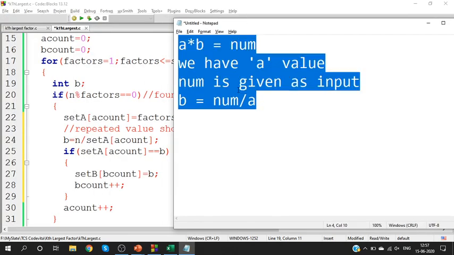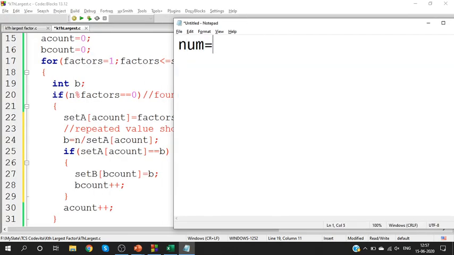Okay, consider num is equal to 36. What will I do here? I'll find a factor. Let me say the factor is 6. The loop is executing and the factor is 6. What will be set A's value? Set A will have the value 6.